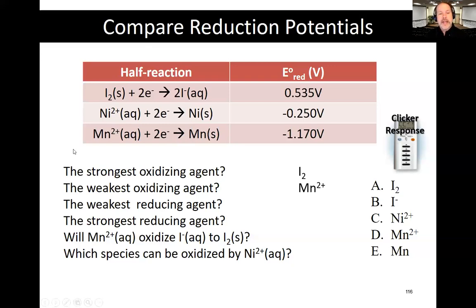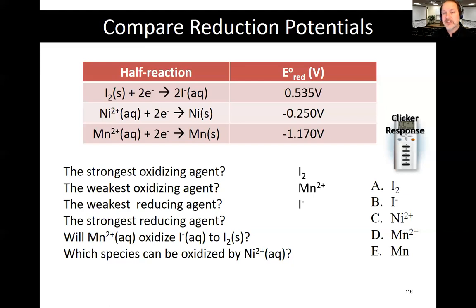All right, now though, we're going to switch the question and ask about reducing agents. Okay, we're switching to reducing agents. Those are the ones that are being oxidized. That means we've got to reverse all the chemical reactions and think about those. And in this case, I minus is the worst one. It's now going to have a negative oxidation voltage, because when you reverse the reaction, you reverse the sign. So it's the weakest reducing agent.